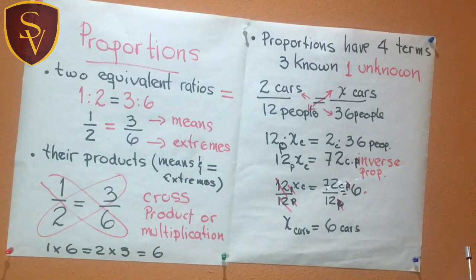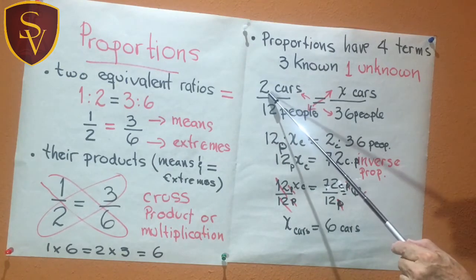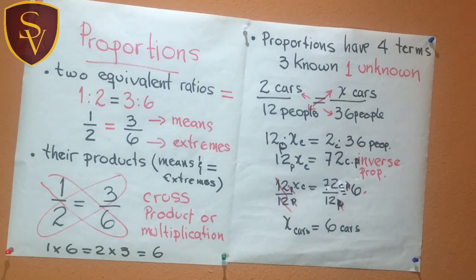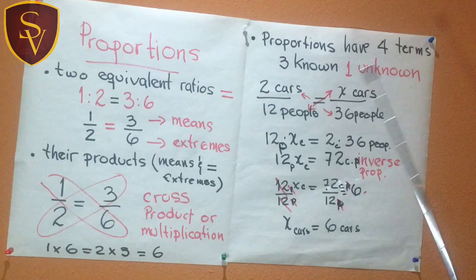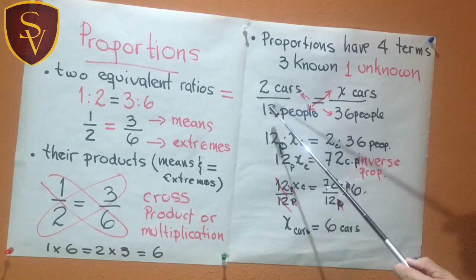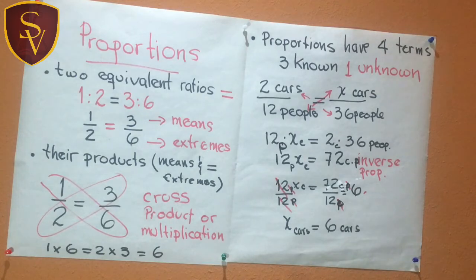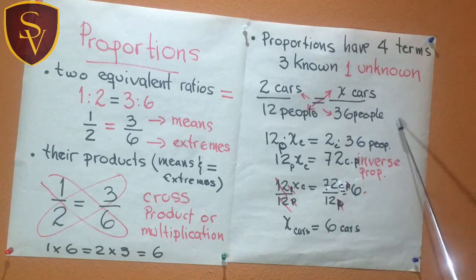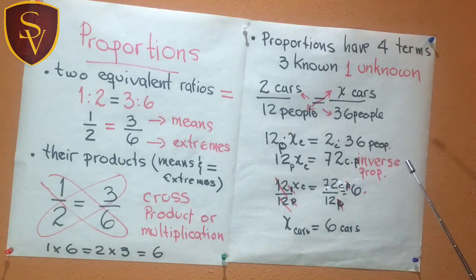Here we have a practical example. They tell us that in 2 cars we have 12 people. This is an American car because American cars are bigger, so they have 3 in the front and 3 in the back. That means that we have 6 people per car. They are telling us that in 2 cars there are 12 people. The question is, how many cars do I need to take 36 people?